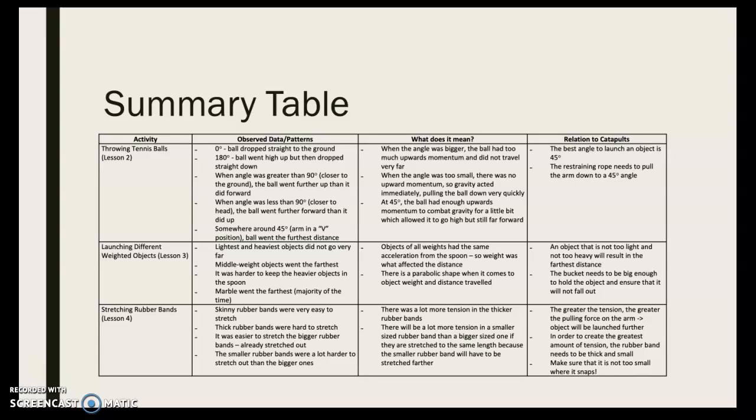And so students also want to make sure that it's not too small and too thick where it snaps, because that is a possibility. So you kind of have to find the amount where it can be stretched without snapping.